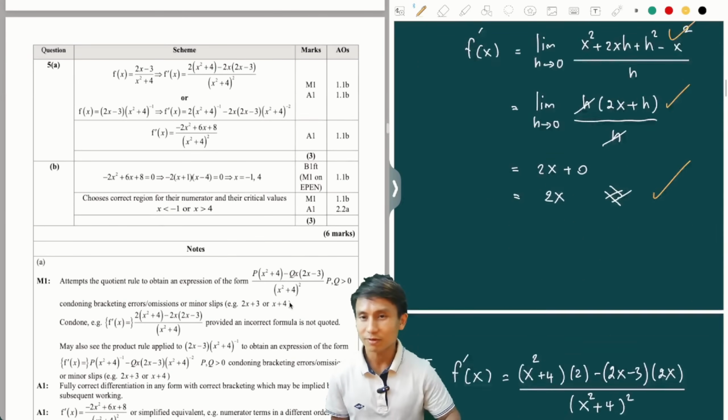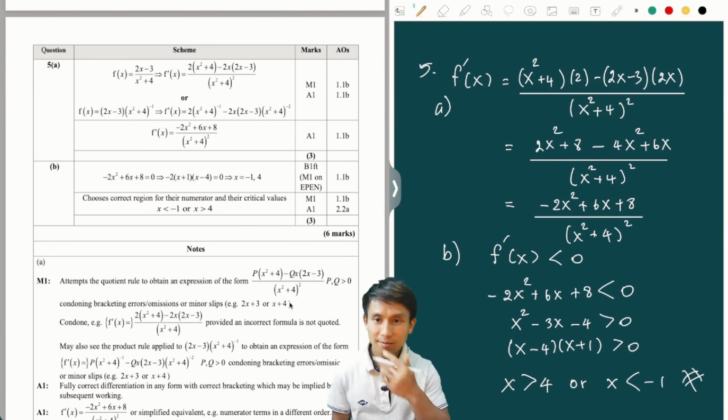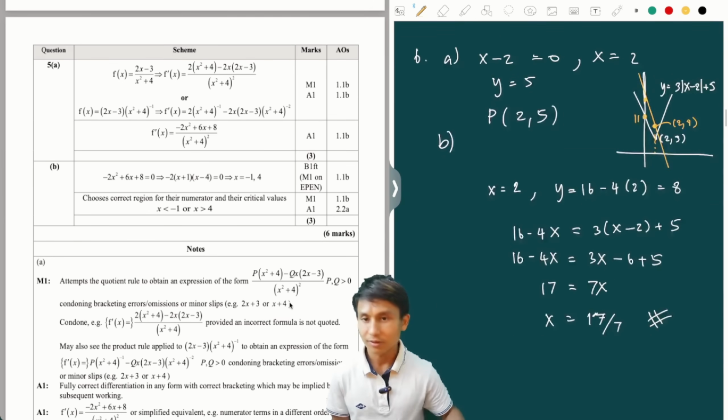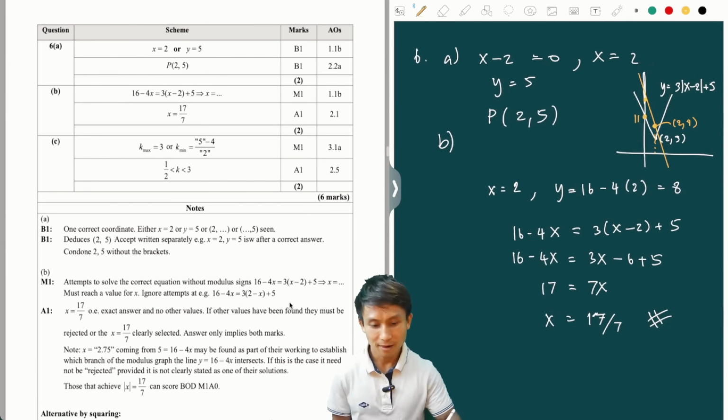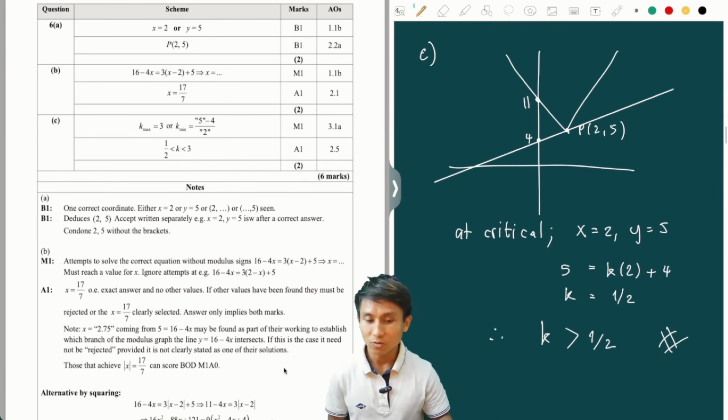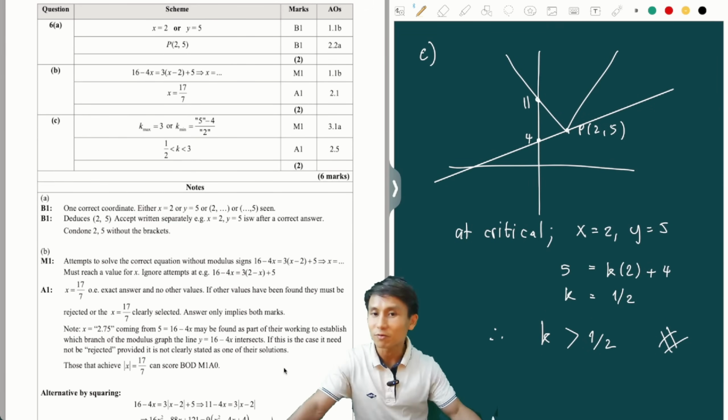Number 5, minus 2 plus 6x, yeah, that and that, okay. Number 6, 2 and 5, yep. 7 over 7, 17 over 7, and then part 4. Ooh, okay, I got part 4 wrong here. Sorry, part C. Maximum is 3. I forgot the minimum. Wait. Yeah, greater than 1 over 2, but why can it not be greater than 3?